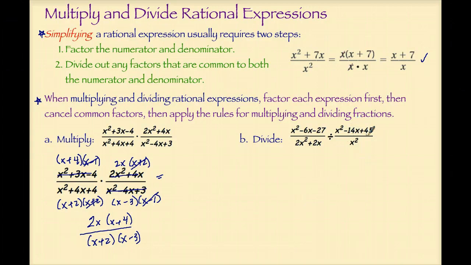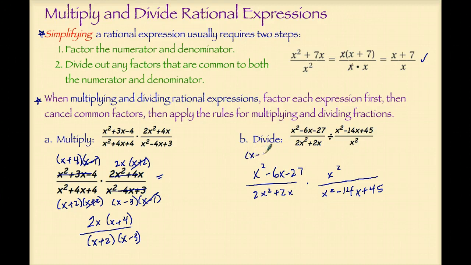Dividing is very similar, but of course we have to flip the second fraction first. So I'm going to rewrite this, x squared minus 6x minus 27 over 2x squared plus 2x, and then times x squared over x squared minus 14x plus 45. We cannot forget that dividing is actually multiplying by the reciprocal of the second fraction. Now let's do our factoring. This becomes x minus 9, x plus 3. That's that new numerator. Here we can just take out a GCF, and this leaves x plus 1.